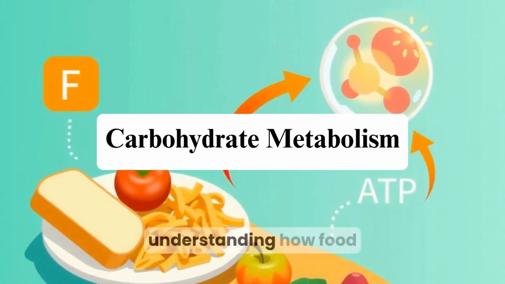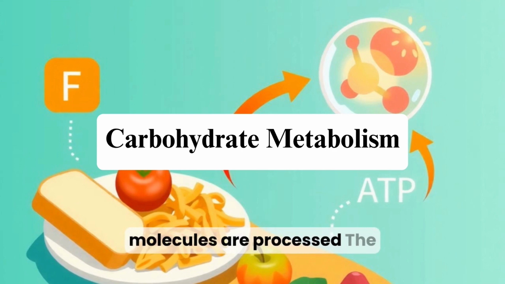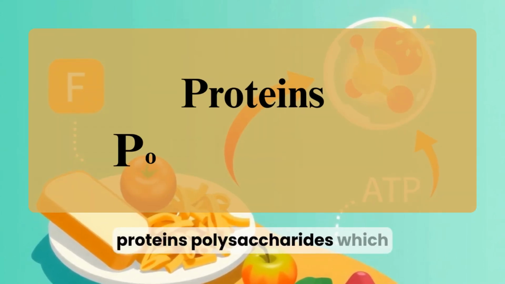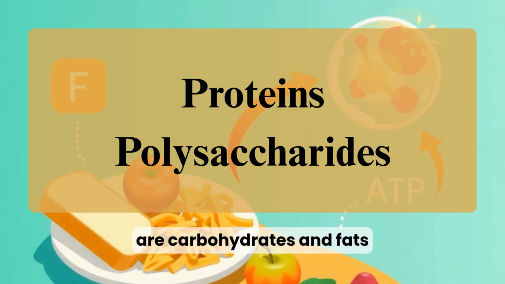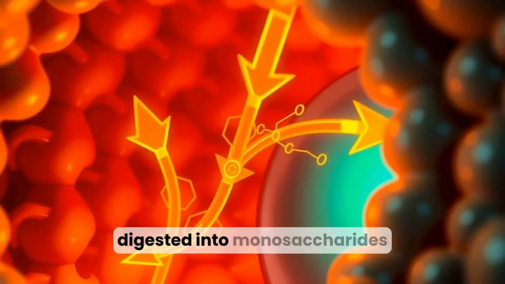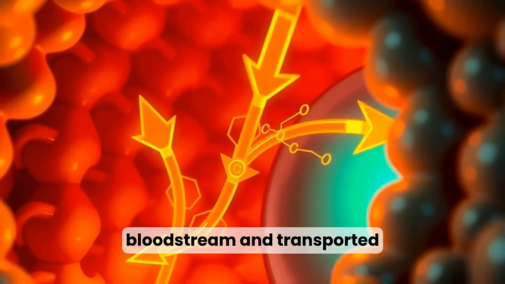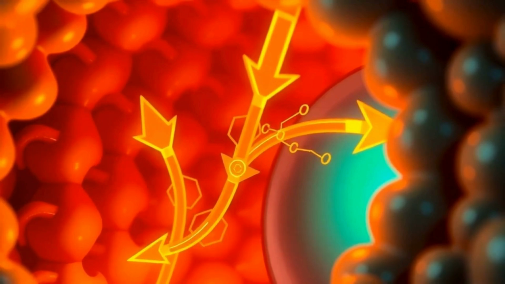Let us begin by understanding how food molecules are processed. The food we consume contains proteins, polysaccharides, which are carbohydrates, and fats. Carbohydrates are first digested into monosaccharides like glucose, absorbed into the bloodstream, and transported into cells for energy processing.